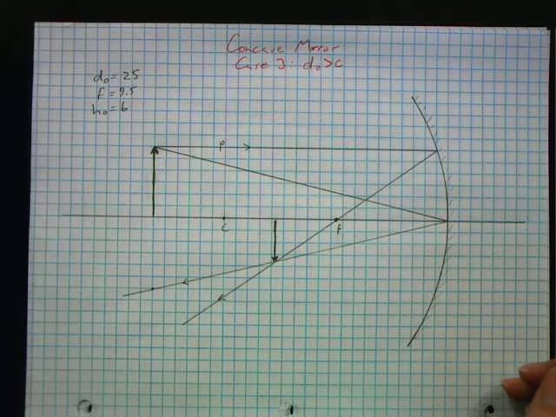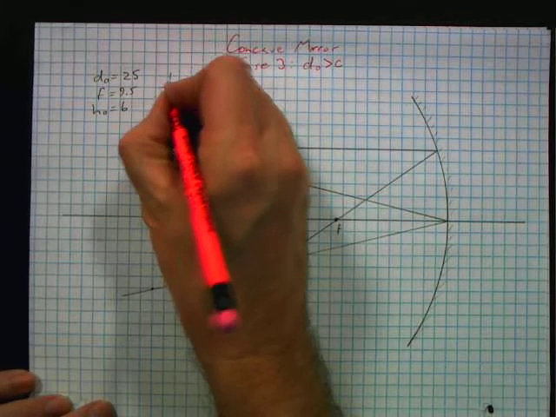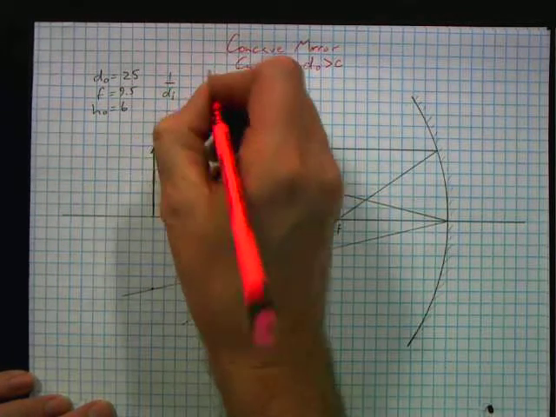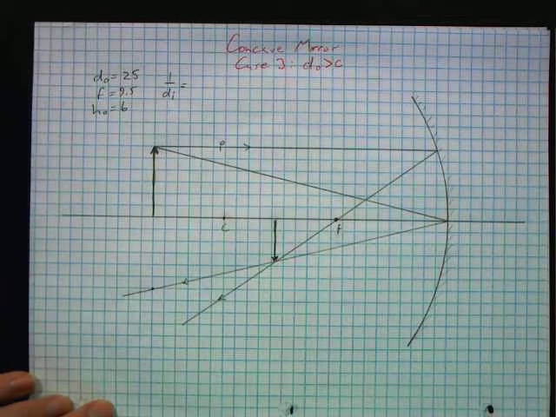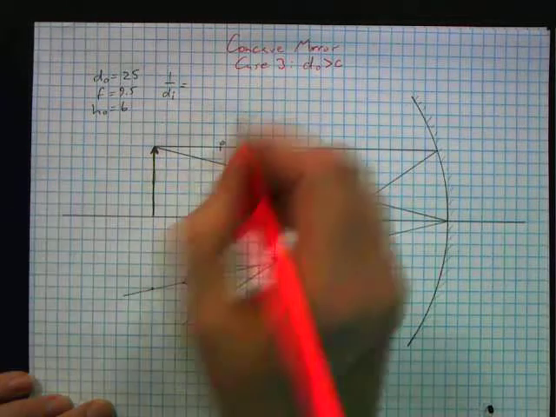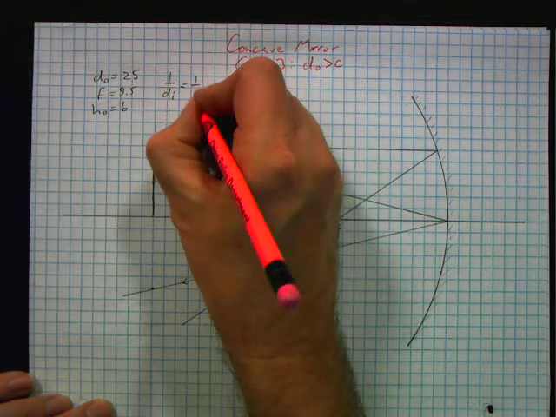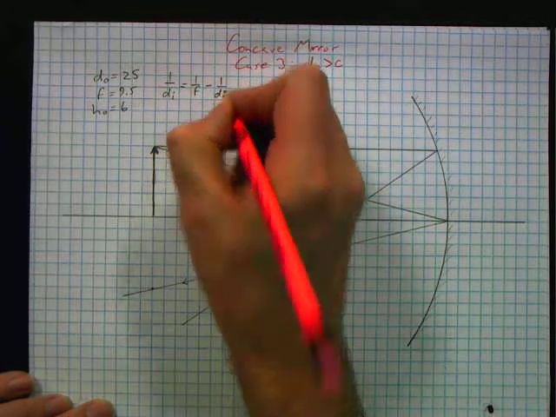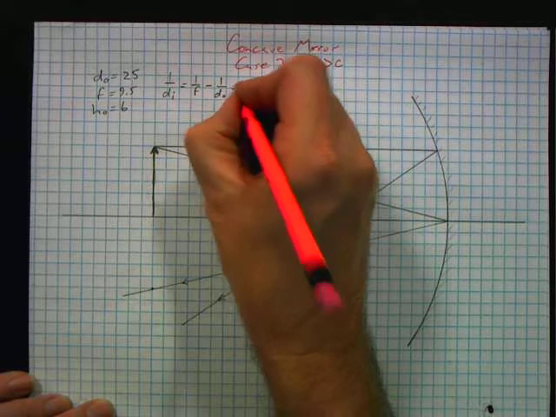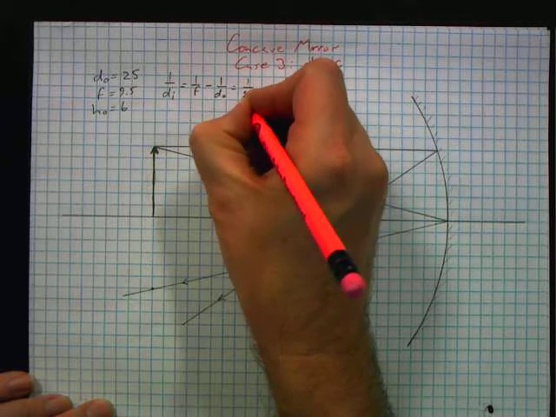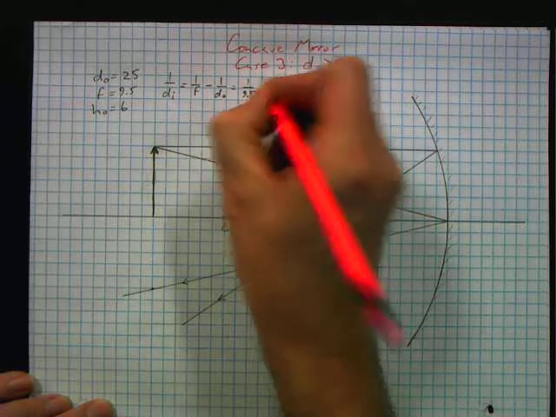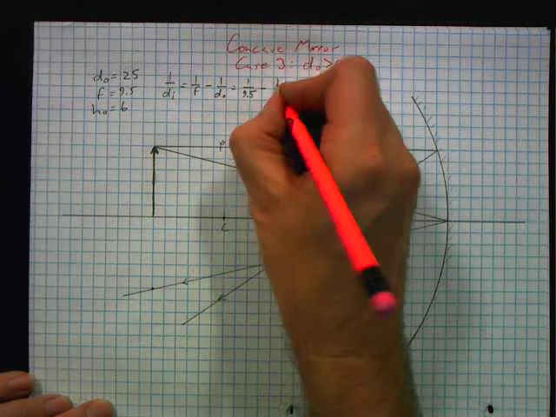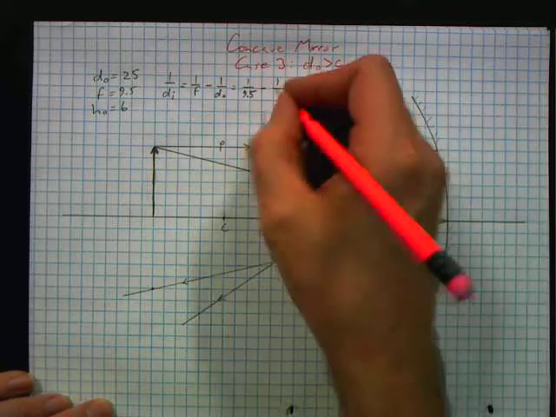Now we've done the same calculation several times over, and we always end up rewriting it to this, so I'm going to jump to it. 1 over the distance to my image is equal to 1 over the focal length minus 1 over the distance to my object. So that's 1 over positive 9.5 minus 1 over 25.